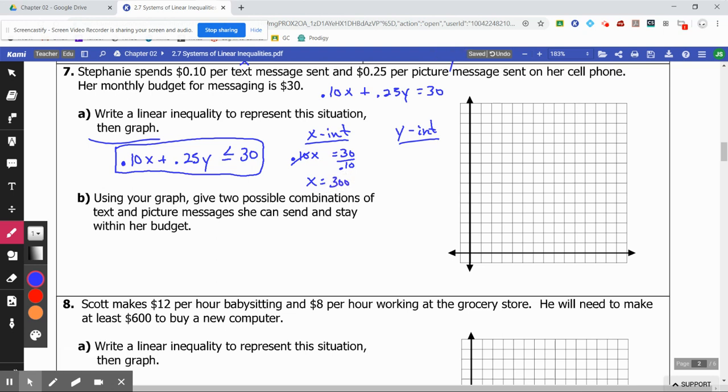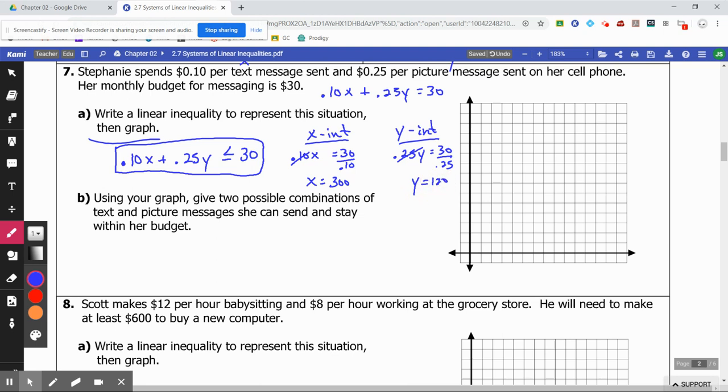Same thing for your y-intercept. To find your y-intercept, you plug in 0 for x. So that's going to be 0.10 times 0, which goes away. Gives you 0.25y equals 30. Divide by 0.25, and you get y is equal to 120.